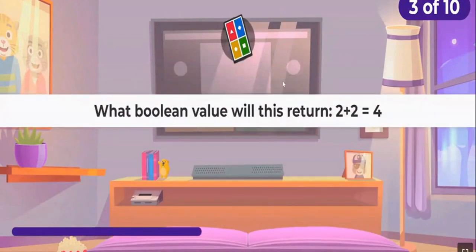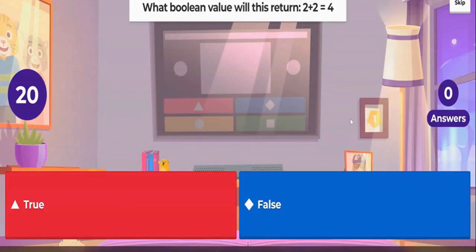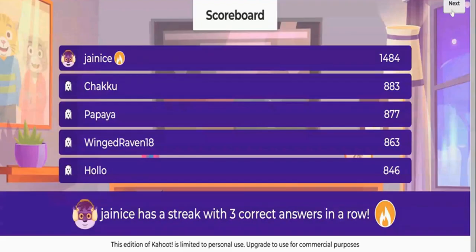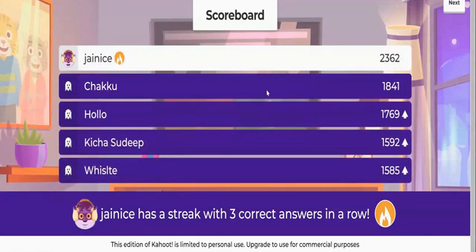What Boolean value will 2 plus 2 equals 4 return? Okay, so 2 plus 2, it does equal 4. So it would return true to us. Okay, cool. Let's see how it goes.